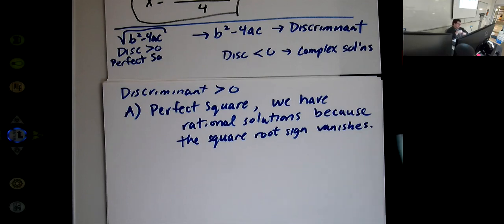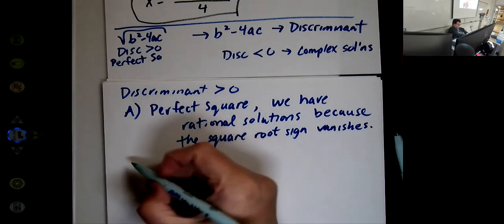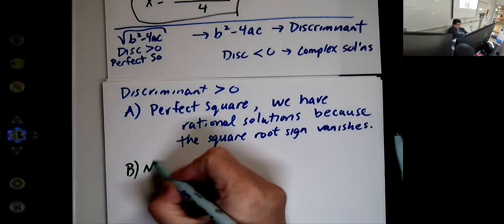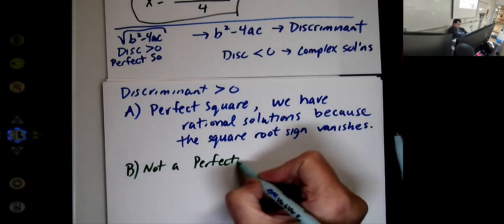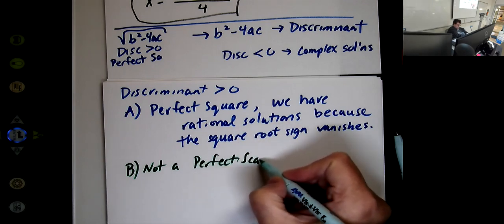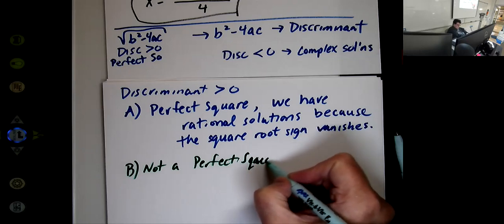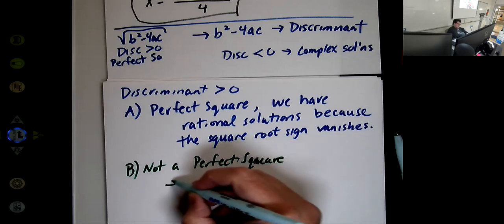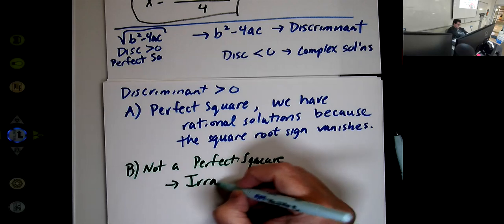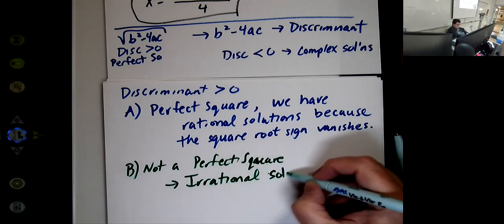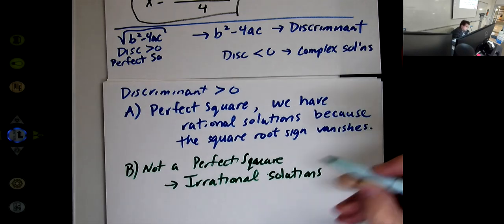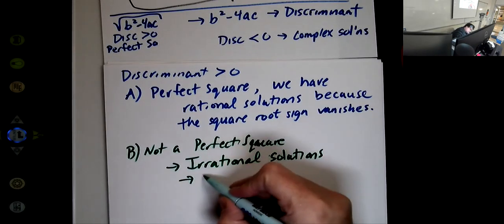If it's not a perfect square, we get irrational roots, or irrational solutions. And they have a radical in them.